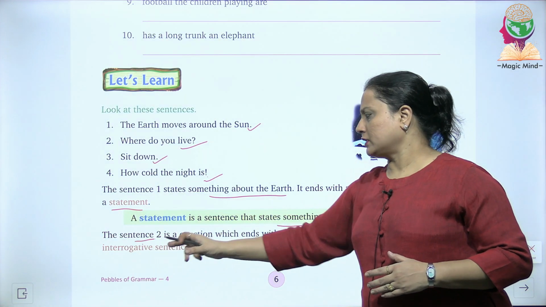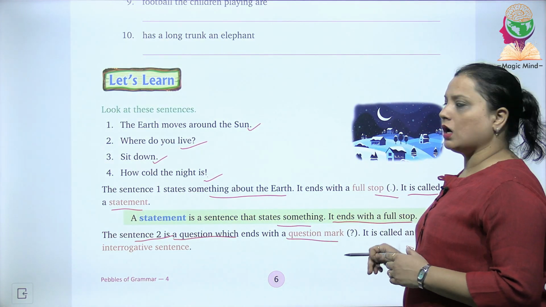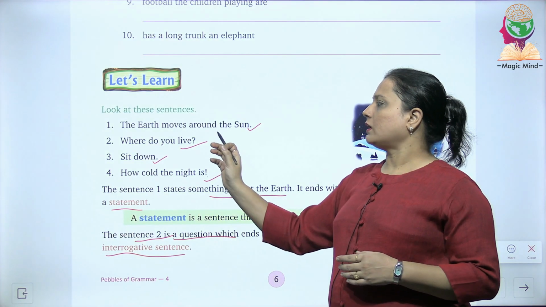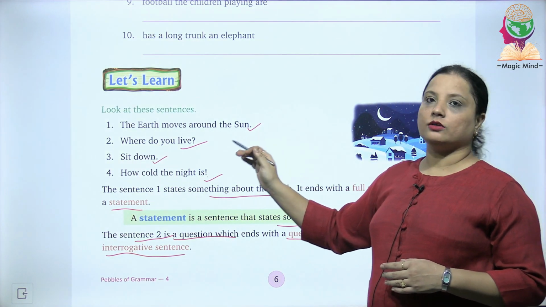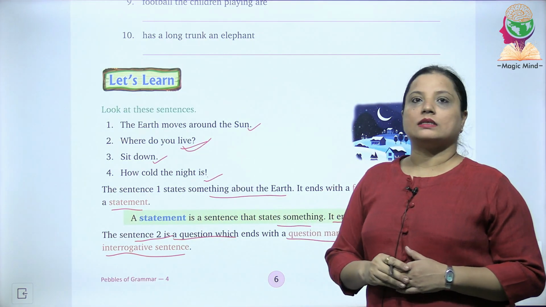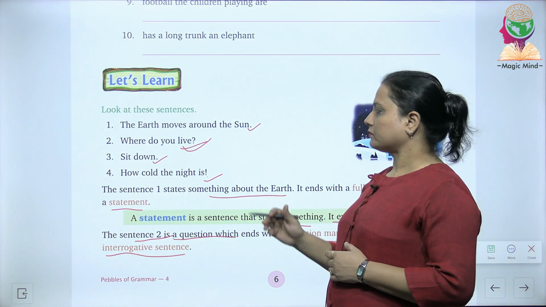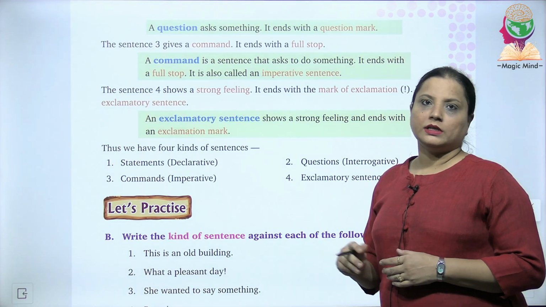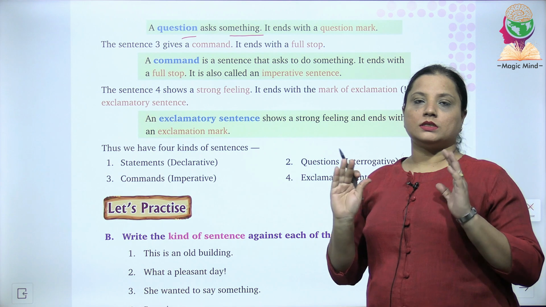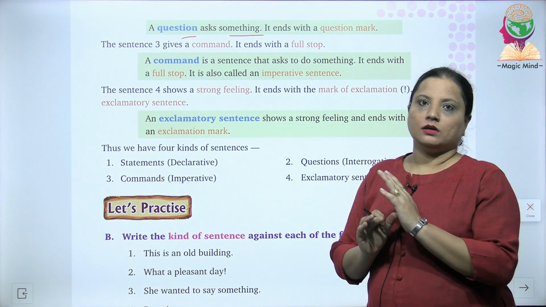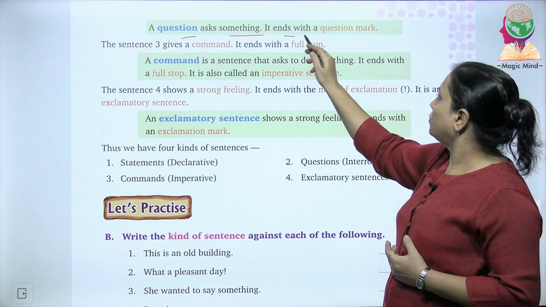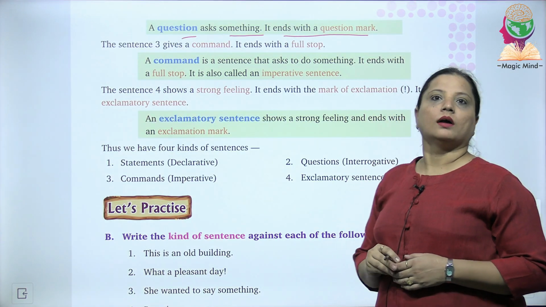Then the next, sentence 2 is a question which ends with a question mark. This is called an interrogative sentence. When there is a sentence which is a kind of a question or ends with a question mark, we call that sentence an interrogative sentence. Let's now move to the next page. On the next page, it states that a question asks something. And a question will always end with a question mark.